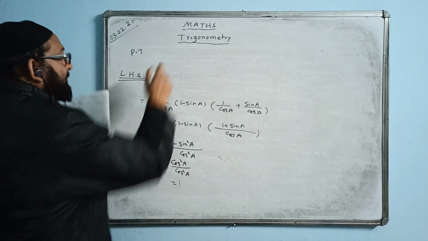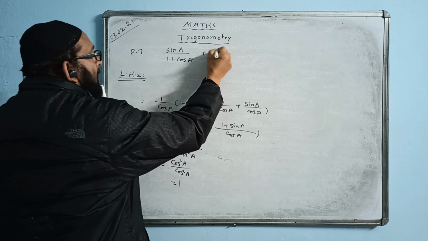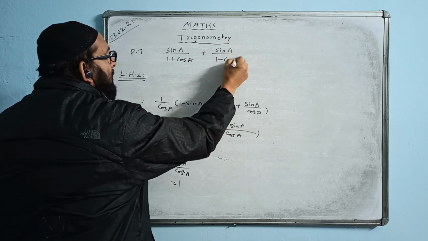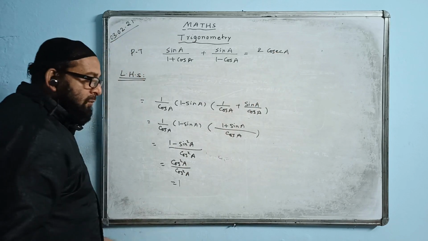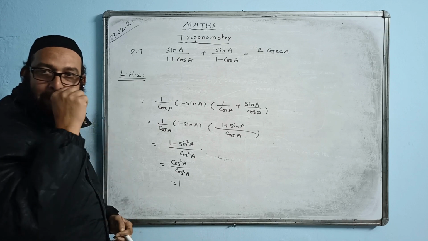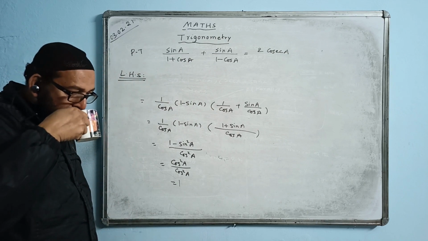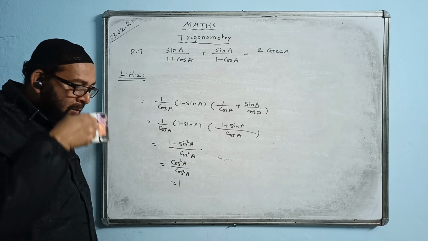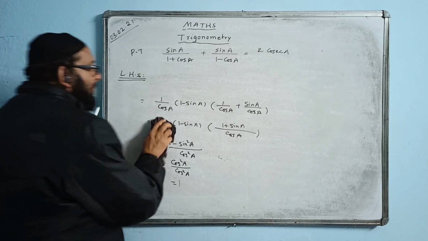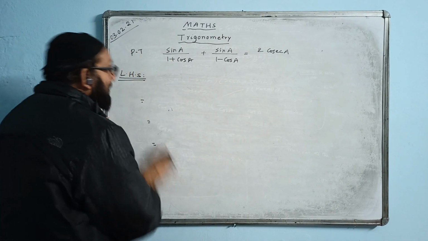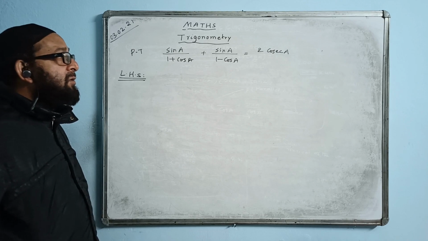Another question is here. Prove that sin A by 1 plus cos A plus sin A by 1 minus cos A is equal to 2 cosec A. Let's prove this. Try this. RHS is only 2 cosec A.